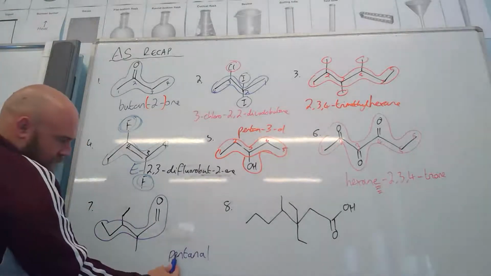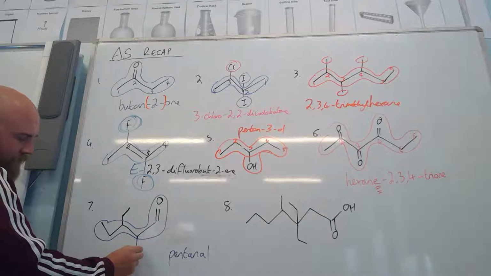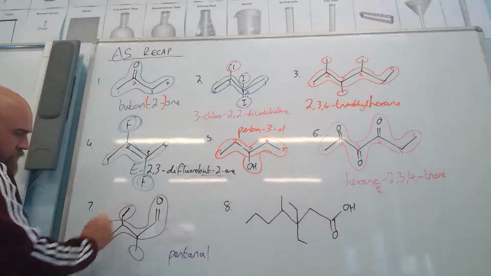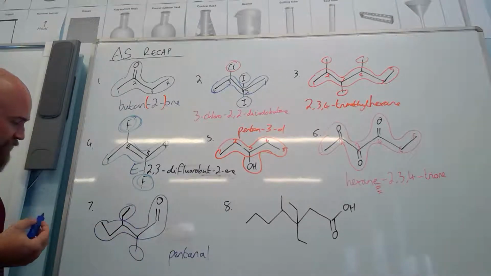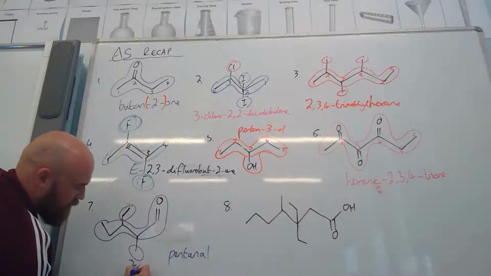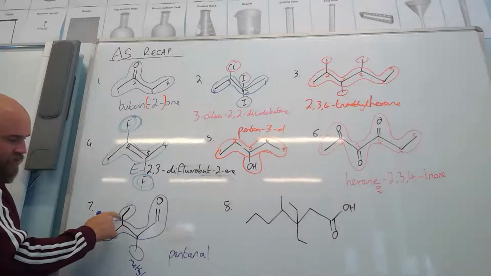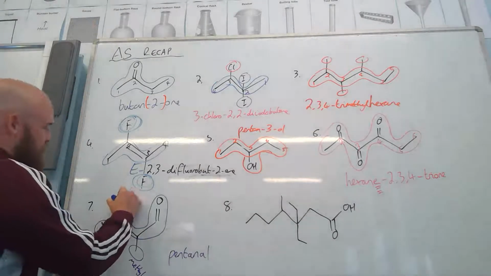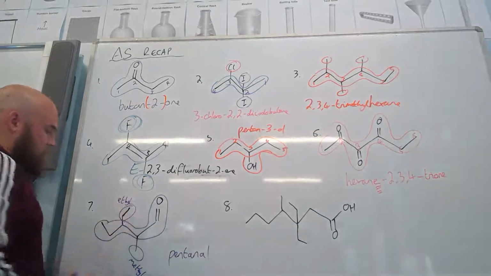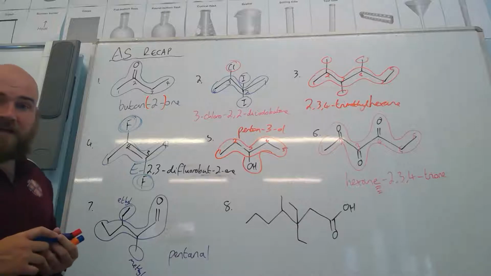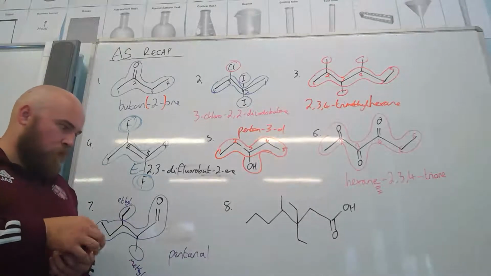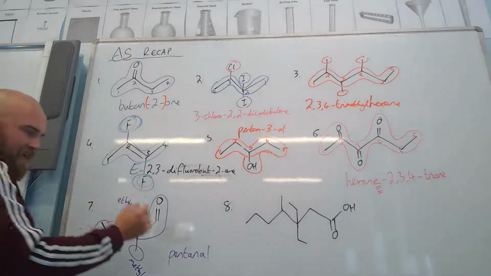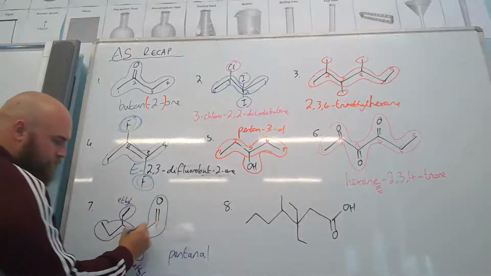Pentanal, okay? So now we've got to name the branches. This is a simple methyl group, and this has got 2 carbons. So a 2 carbon branch is an ethyl group. With an aldehyde, you don't have to worry about which end you number from. The aldehyde group is always carbon 1.